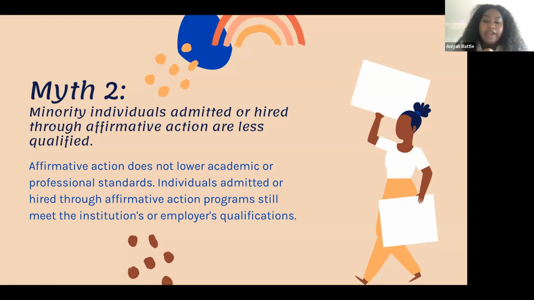Individuals admitted or hired through affirmative action programs still meet the institution's or employer's qualifications. We're not ignoring people who have certain qualifications just because they're not of color. That's absolutely not what's happening here. This is really just about elevating those who have not had the resources or the foundation that others may have had access to because they come from a different background.